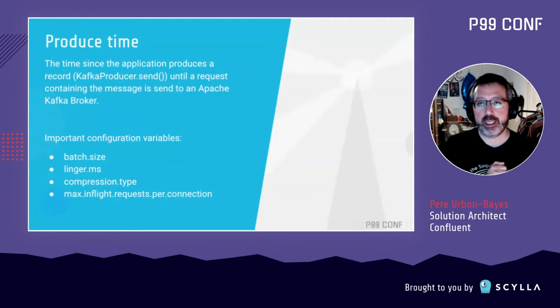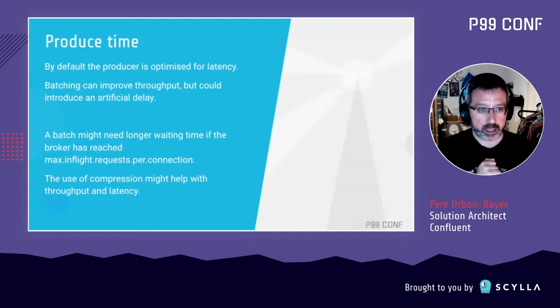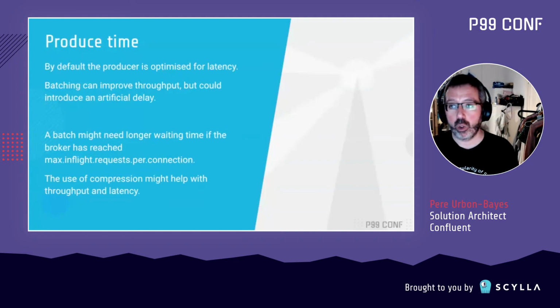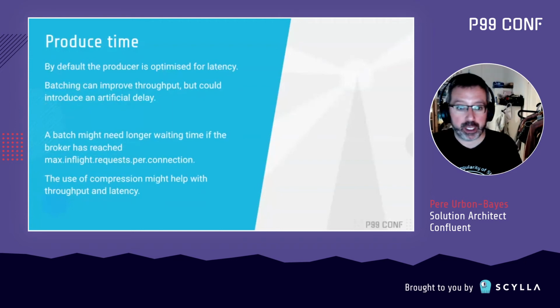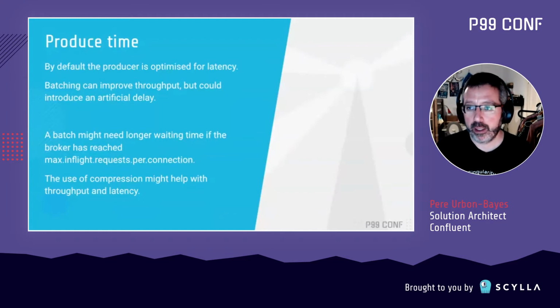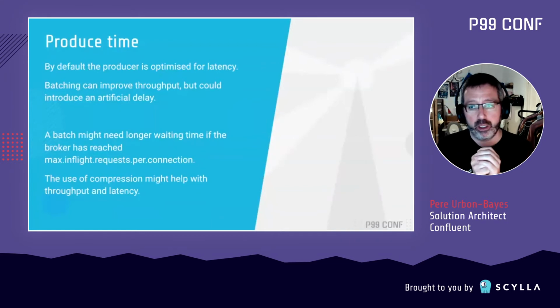So by default, keep always this in mind. The producer is optimized for latency. As mentioned, remember batching will improve throughput, but at the cost of adding a little bit of artificial delay. Nothing else than that. Make use of compression, please. Make use of compression. This is going to help you a ton. You have to select which compression algorithm to use, but it's going to help you a ton.